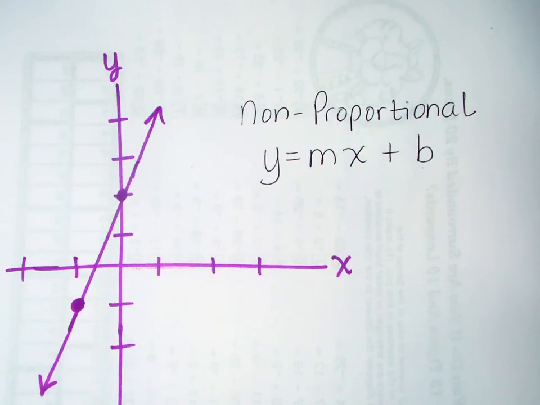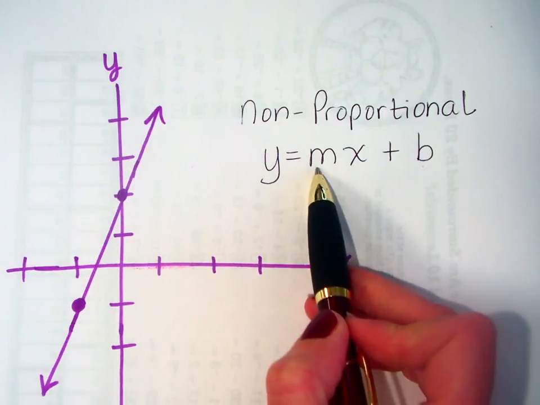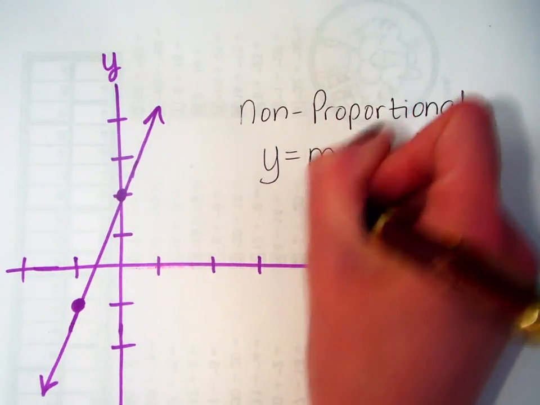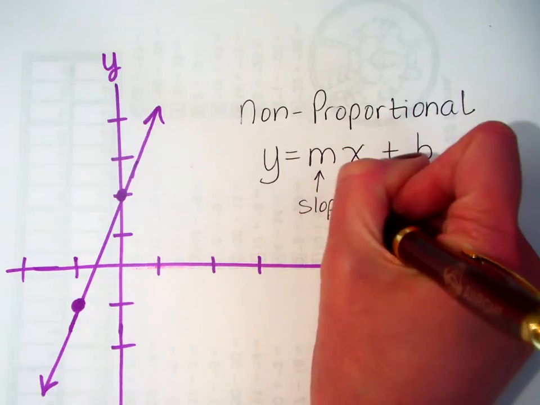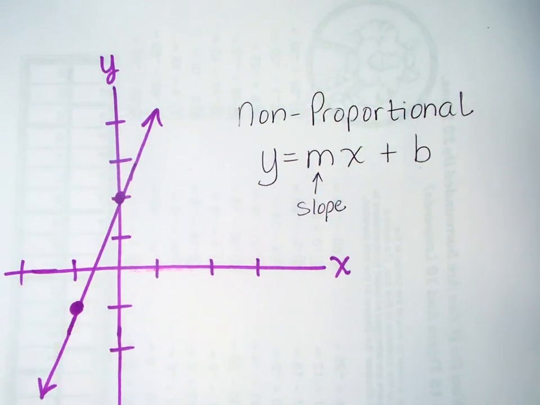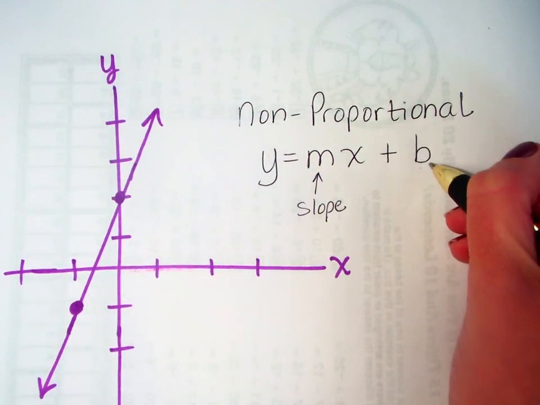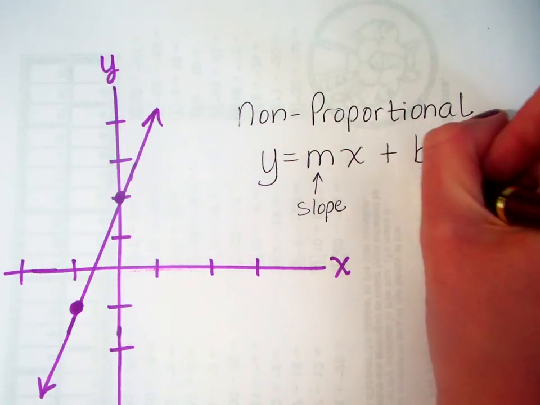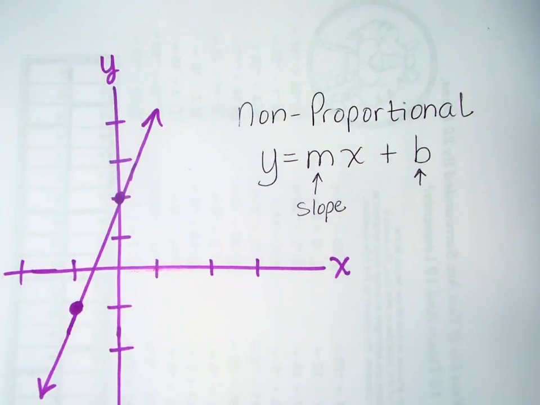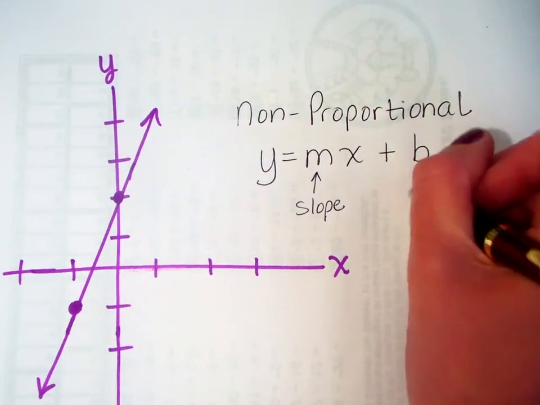So we know that m, again, is our slope. And then what in the world does this b value mean? This is where the line is going to cross our y-axis. We call it the y-intercept.